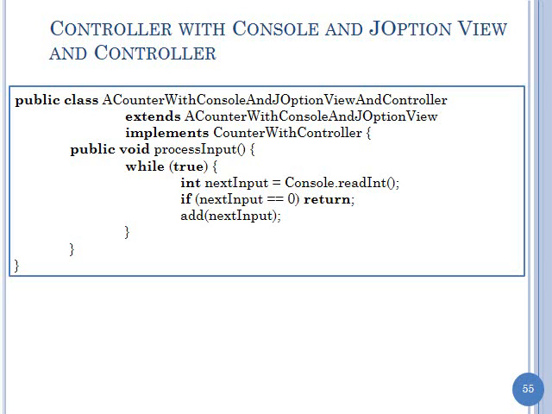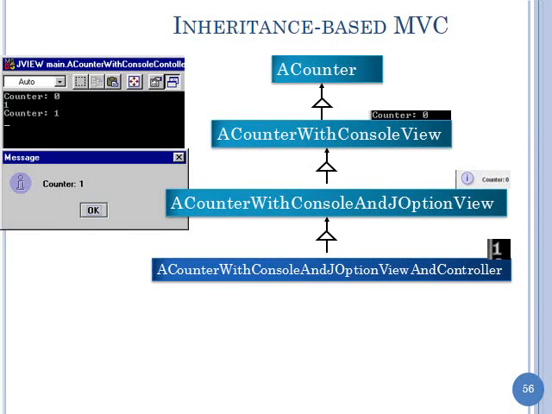So, what are the drawbacks here? We went through some of them when I answered the question in MVC. You can't just have a JOptionPane view on its own. So I added the JOptionPane view and then I added the controller. And the question Rebecca asked, so what if I want something without that?